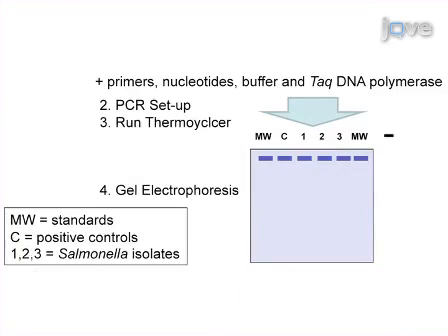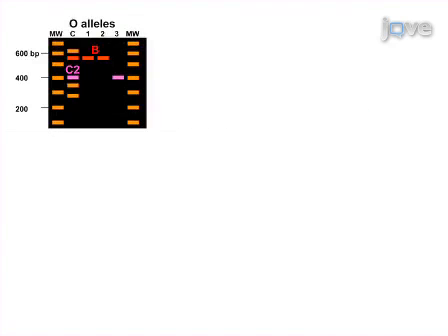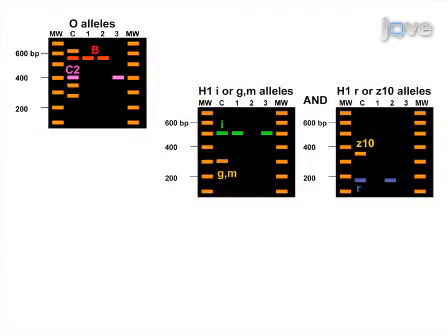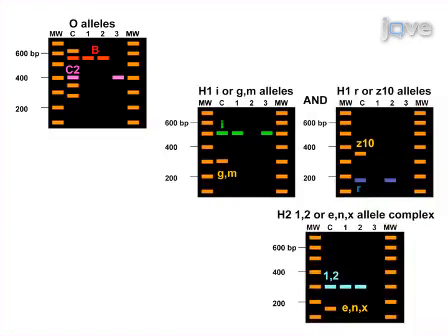Next, PCR samples are separated by size using gel electrophoresis to determine the size of the amplicon, if present, for each sample or isolate. Amplicon size is then correlated with the expected size for each of the primer sets used in the PCR.